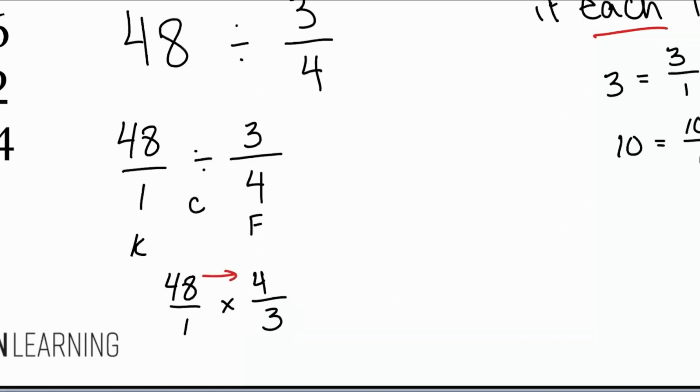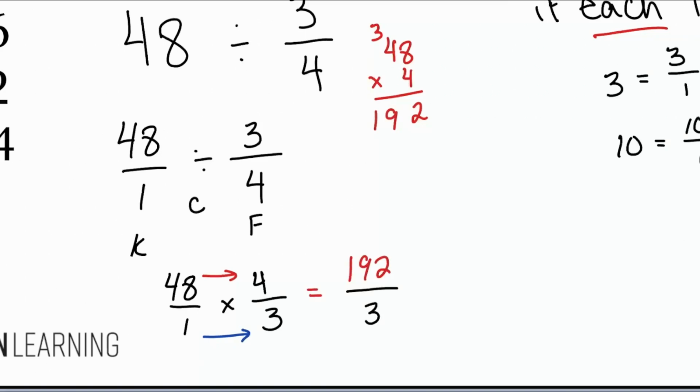48 times 4, and then 1 times 3. So 48 multiplied by 4, let's figure out what that is. 8 times 4 is 32. Carry the 3. And then 4 times 4 is 16, plus 3 is 19. That'll be 192. So right there, we have 192. And then in the denominator, we're going to have 3. And so from here, we'll divide 192 by 3.